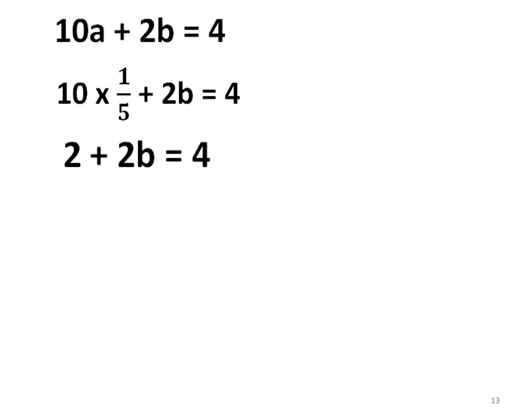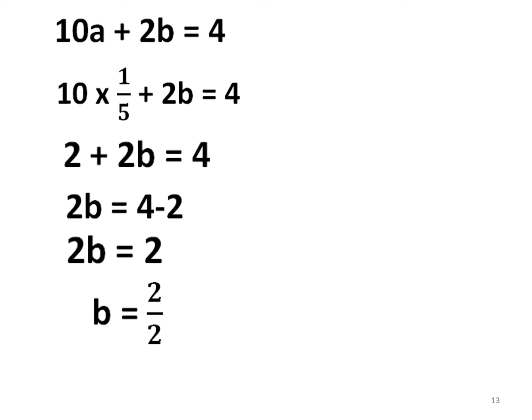2b is kept on the left hand side, 2 is taken on the right hand side. So it will become 2b is equal to 4 minus 2. 2b is equal to 2. Therefore, b is equal to 2 upon 2, which is nothing but 1. So the value of b obtained is 1.